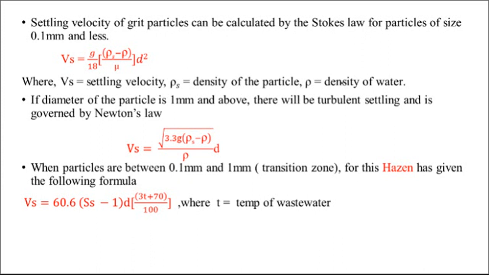When particle diameter varies between 0.1 mm and 1 mm, that is the transition zone, for this Hazen's formula can be used. So as per Hazen, settling velocity is calculated as Vs is equal to 60.6 into (Ss minus 1) into d into (3T plus 70) divided by 100, where T is the temperature of wastewater and Ss is the specific gravity of the particles.